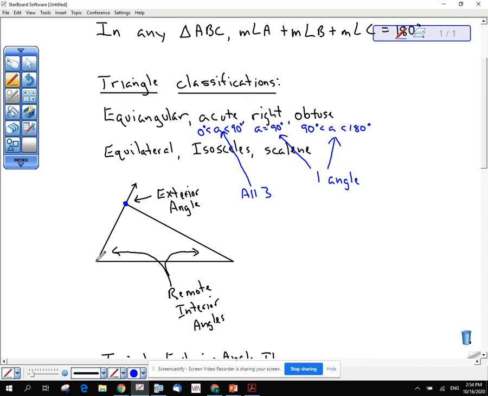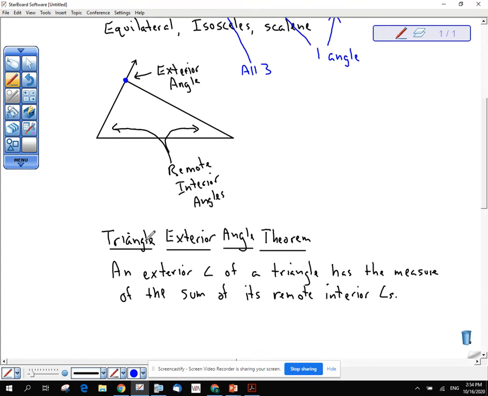Had I chosen a different vertex, the remote interior angles could move, okay? So with that, don't you know that these two angles would add up to 180? They form a straight angle. Don't you now know, because of the triangle angle sum theorem, that these three angles add up to 180? So with a little bit of subtraction, what you could do is prove that the exterior angle is equal to the sum of the two remote interior angles. That leads us to our final theorem for this lesson. Triangle exterior angle theorem says that an exterior angle of a triangle has the measure of the sum of its remote interior angles.